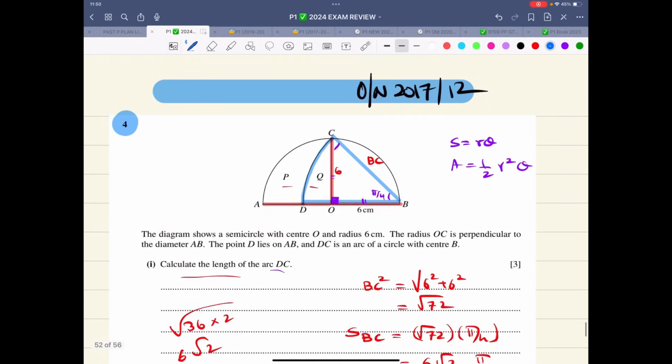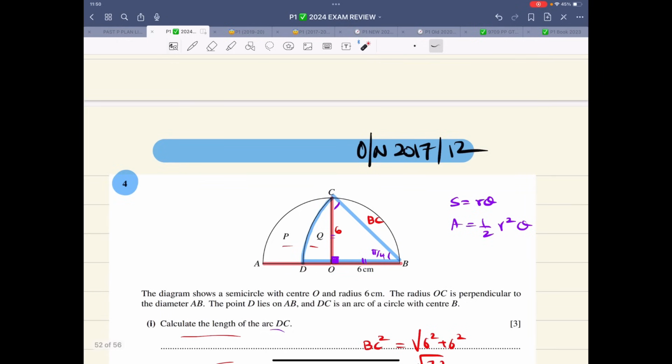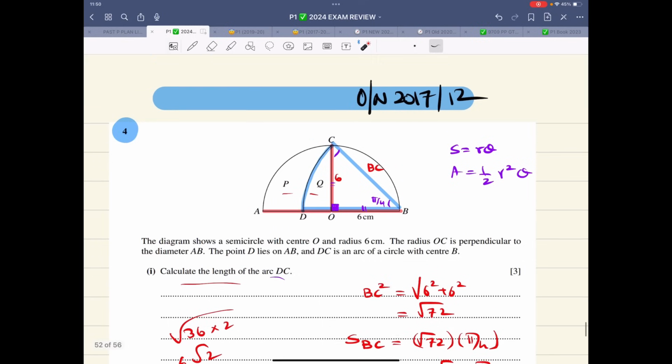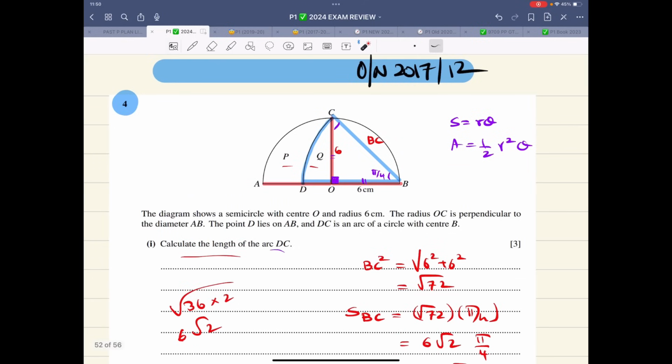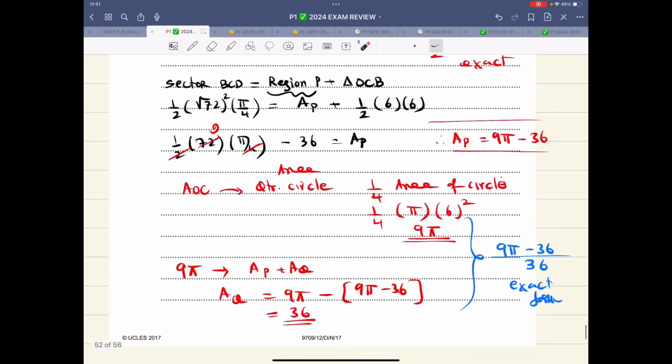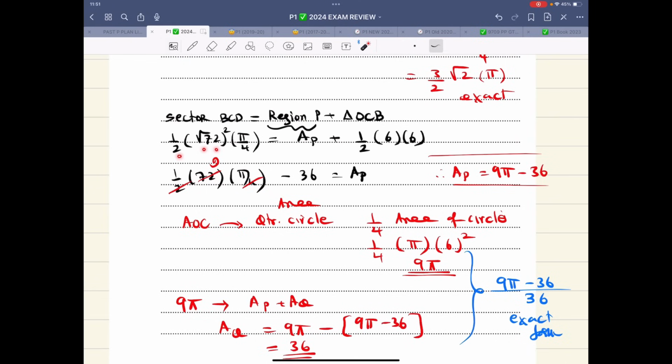Sector BCD. Sector BCD is BCD. So this is root 72, that's right over here, and half r squared theta. Theta is pi by 4. So this is half into r squared, 72 into 4. 2 into 4 is 8. 8 into 9 is 9 pi. And 6 into 6 is 36.